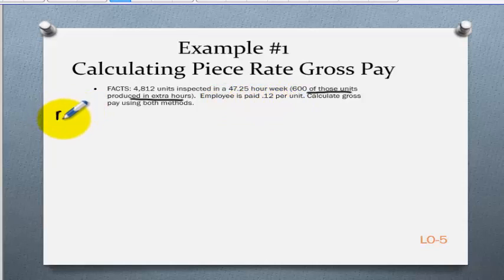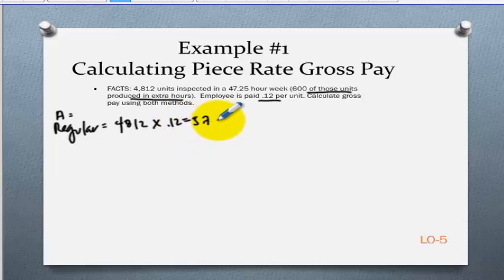Let's figure it out using method A. To do that, we're going to figure out their regular earnings. We're going to take all 4812 units and multiply it by that normal piece rate per unit. That gives us 577.44. Then from that we can calculate their hourly rate. So we'll take 577.44. How long did it take us to make that?